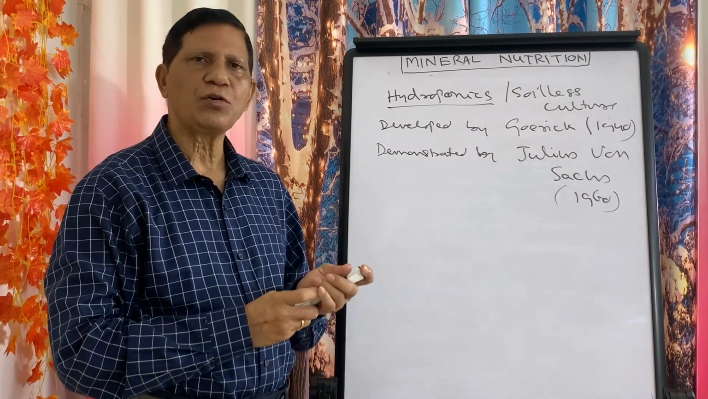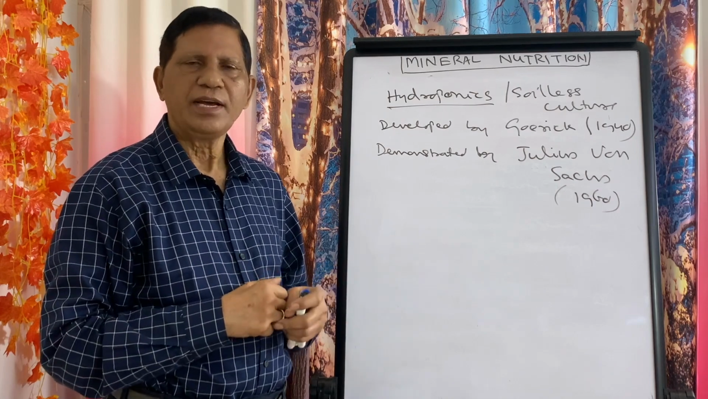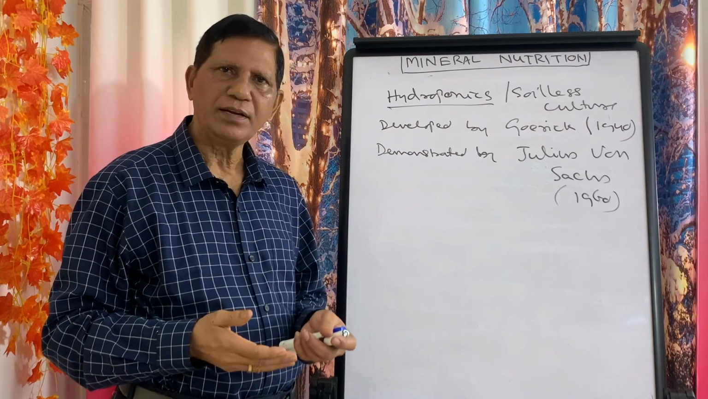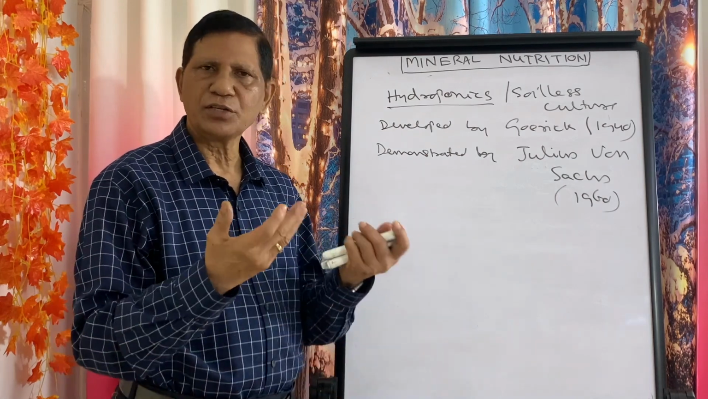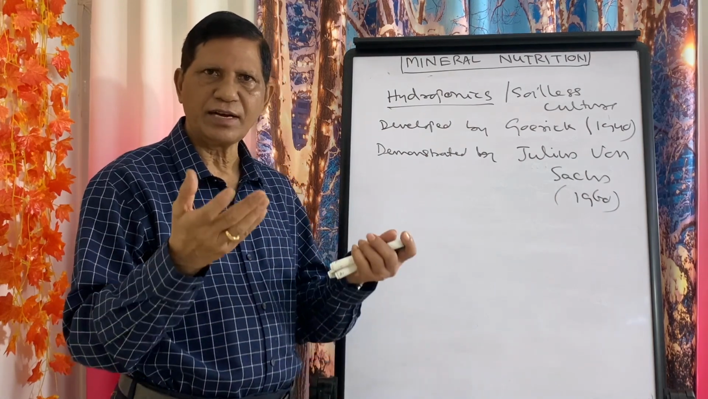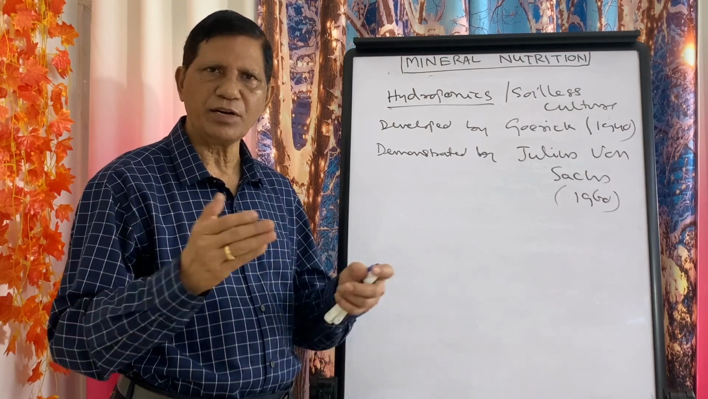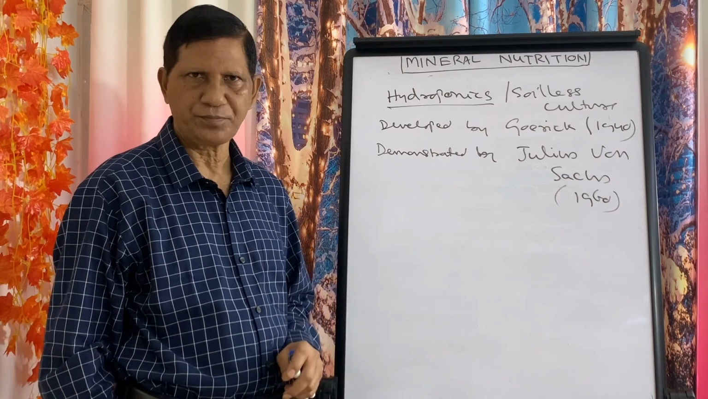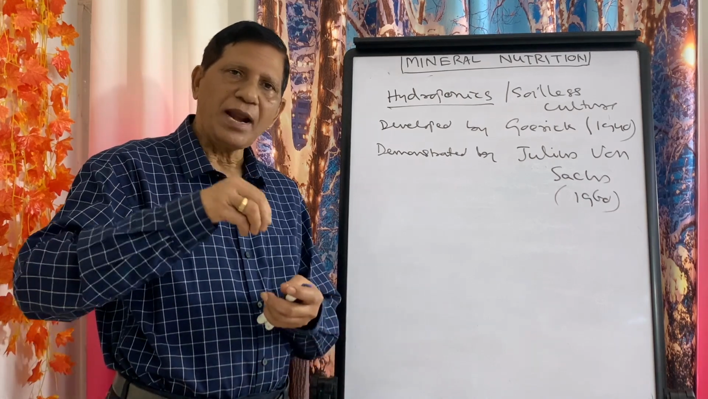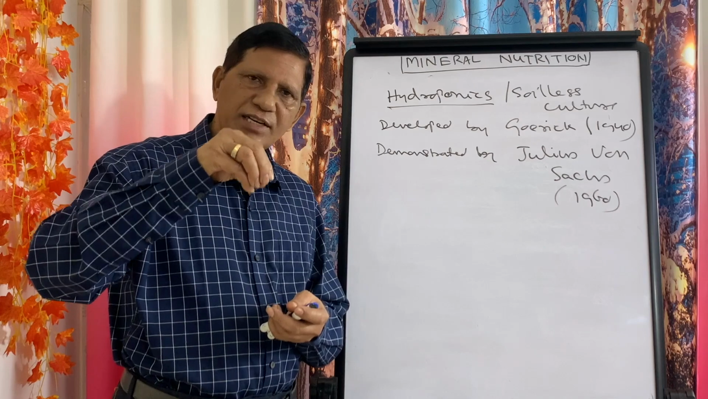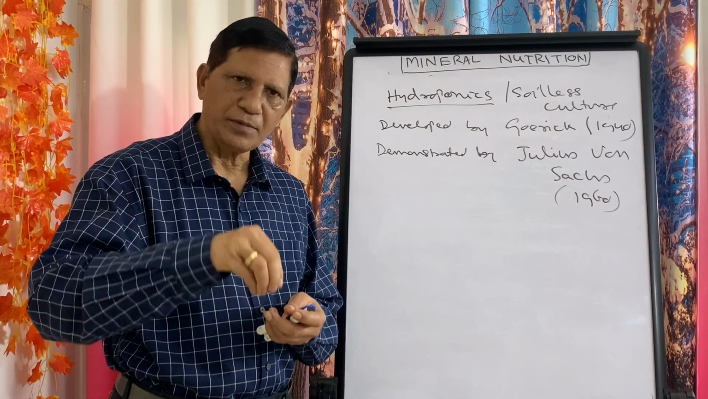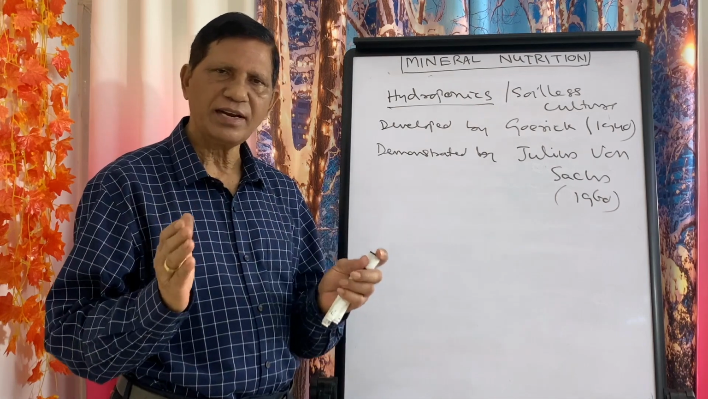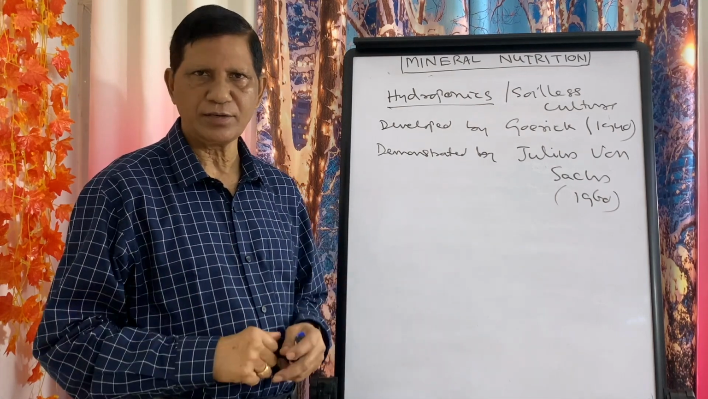So what is this hydroponics or soilless culture? Usually for the growth and development of the plant body, they require water and different types of gases: carbon dioxide for photosynthesis, oxygen for respiration, and also different types of minerals. But usually the seed is put in the soil so that the soil will give anchorage. Along with that, it will provide water and minerals.